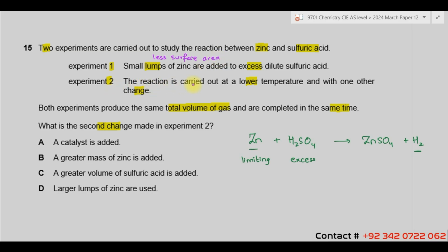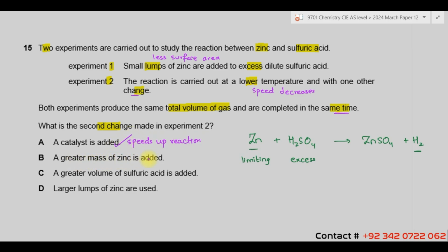In the second experiment, the reaction is carried out at lower temperature. So lower temperature decreases the speed. So we have to compensate the speed by using one other change because both experiments are carried out in the same time. So what is the second change? A catalyst is added. Catalyst speeds up the reaction. This could be true.